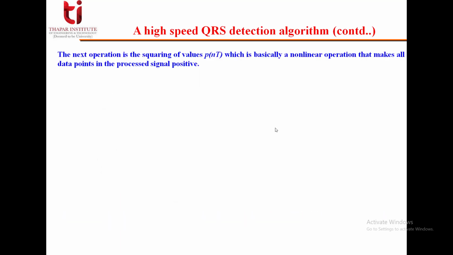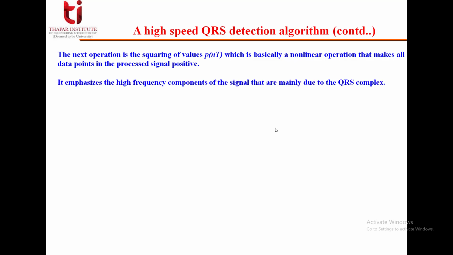Now the next operation is squaring. Squaring of the values after differentiation, which is basically a non-linear operation that makes all the data points in the processed signal positive. That is the basic function of squaring. If you are doing a squaring, the resultant will always be positive. So it emphasizes the high frequency components of the signal that are mainly due to the QRS complex.